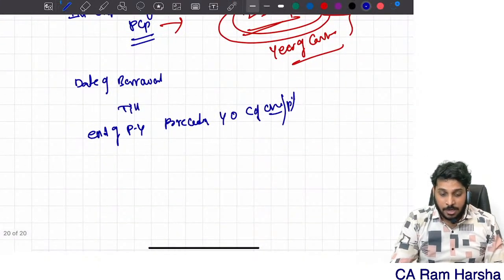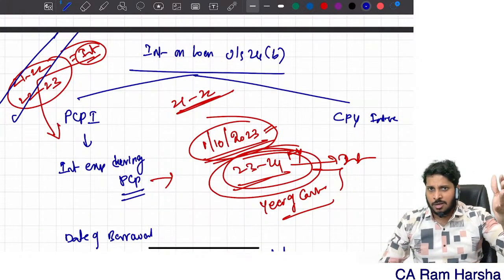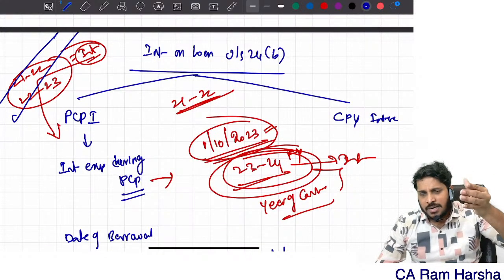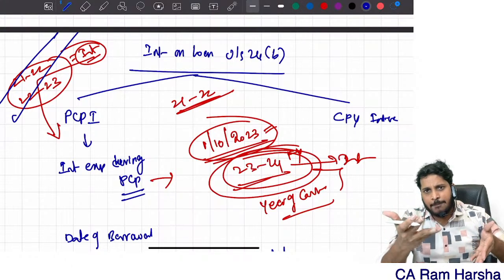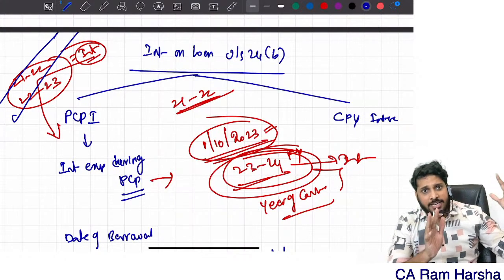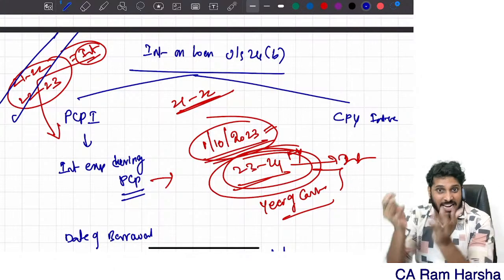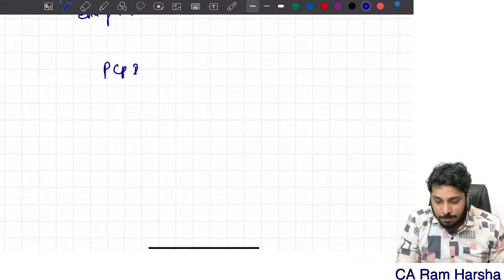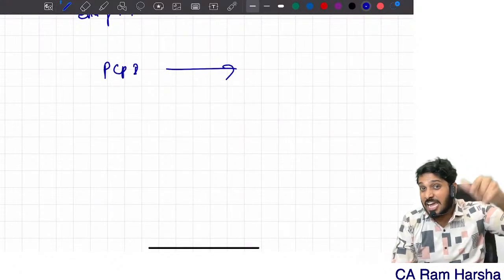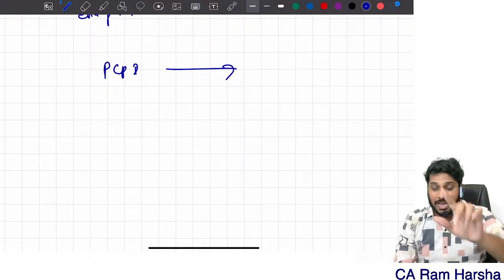Now tell me, in 21-22 you paid some interest, and in 22-23 also you paid some interest. You incurred expenditure, right? But at that time the house was not there, so income tax computation didn't happen. You incurred expenditure, but you didn't show it or claim it to the department. So pre-construction period interest can be claimed as deduction.